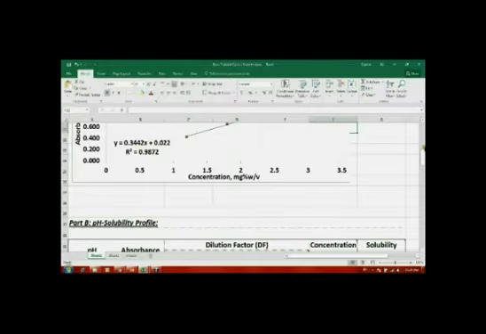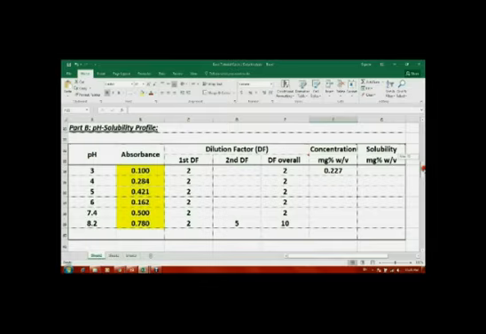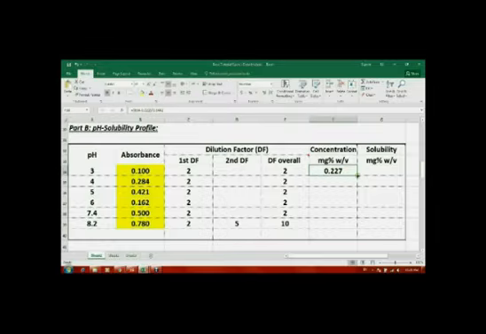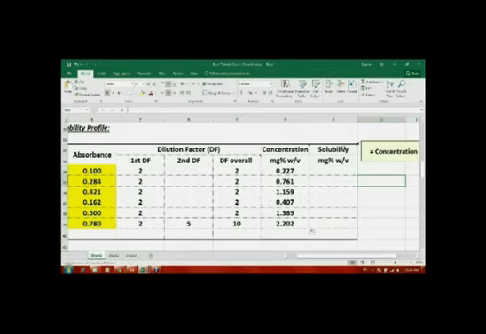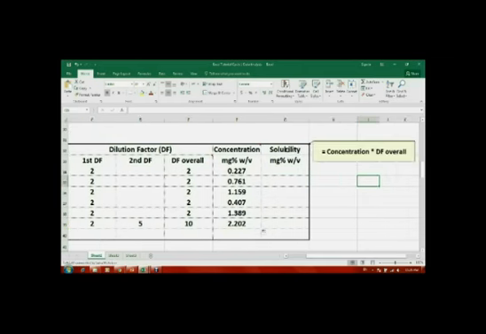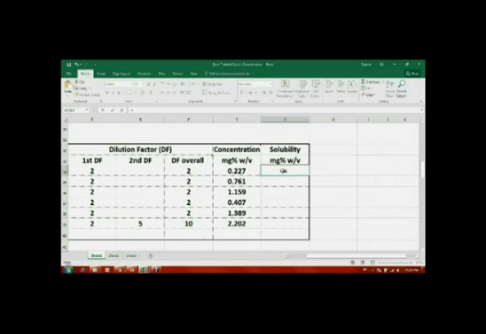Now, to calculate the solubility, solubility is equal to the concentrations times the overall dilution factors. Again, the solubility is equal to concentration multiplied by the overall dilution factor.